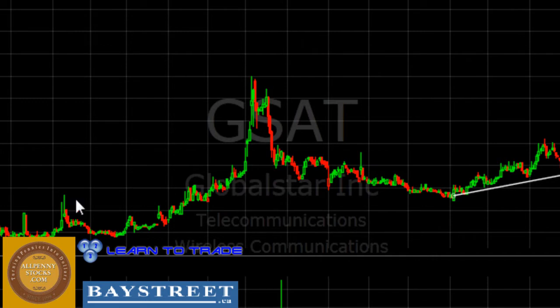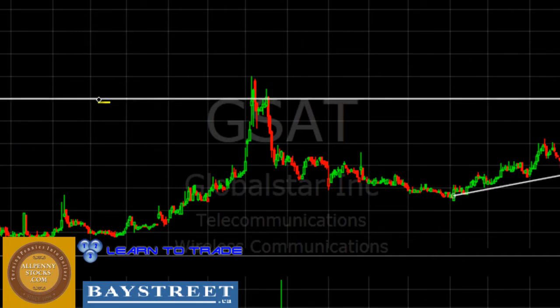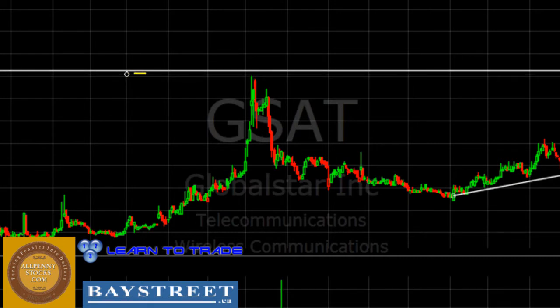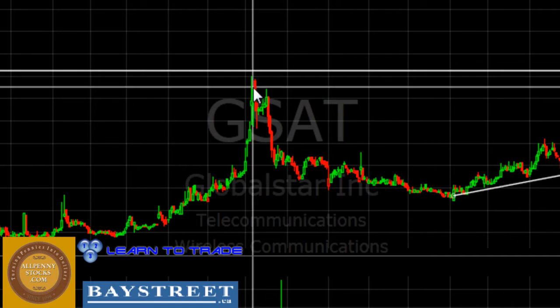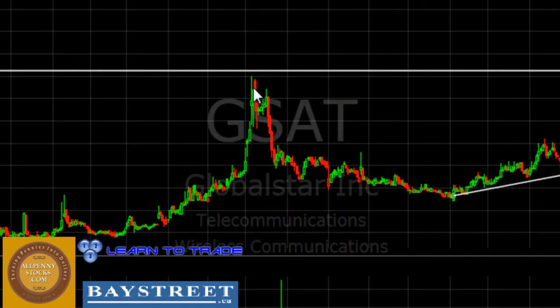One thing I would like to talk about, however, is a very strong area of resistance that we see, which is occurring right around the $2 area. And we can see that initiated back in this area. We touched it once here, which was in June of 2009, and we are now assaulting that area once again.